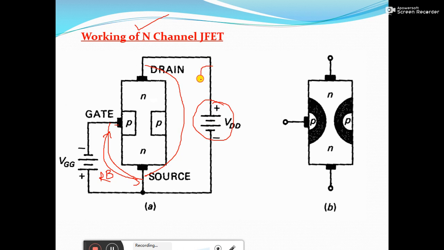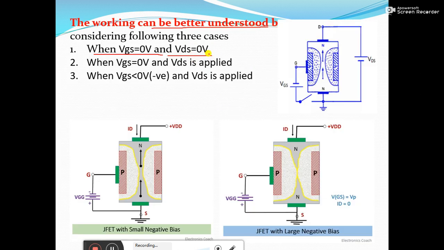If you connect a milliammeter here, it is going to read the output current ID. The ID will be equal to 0 here because the drain to source as well as the gate to source terminals are shorted together. We won't see any output current, or you can say the drain current will be 0 in the first case. ID will be equal to 0.